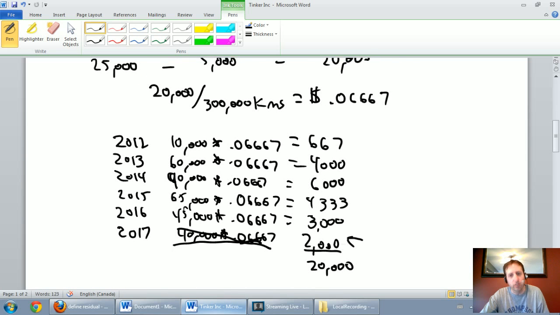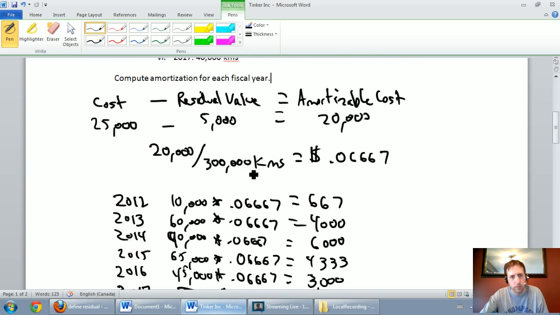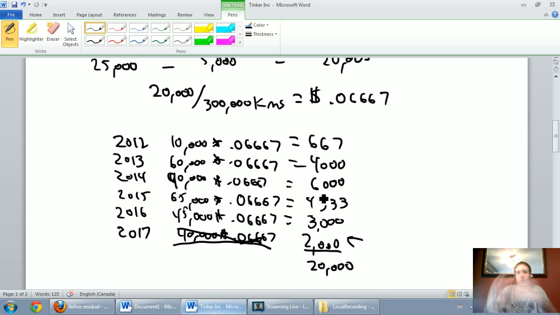In the last year, unless I've driven exactly 300,000 kilometers, my number's going to be off. It's just not going to work. In this case, if I went 40,000 times 0.06667, I would end up at a higher number than 2,000. I think I'd end up at 2,333. And obviously, my amortization then would be off. Because of that, our last year, we plug in the number to make our amortization total to $20,000.